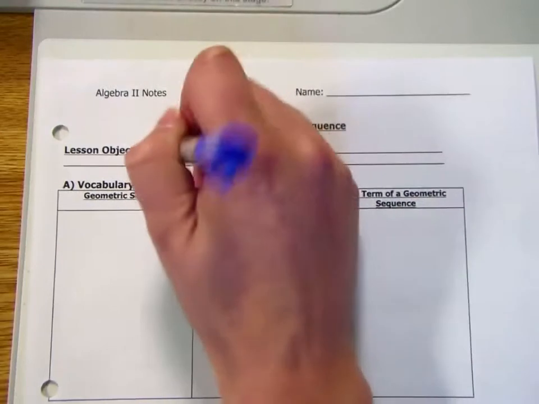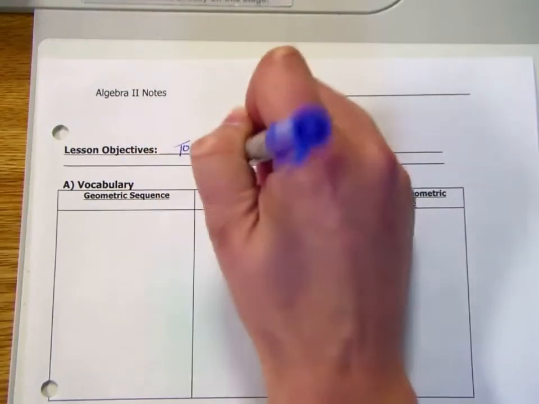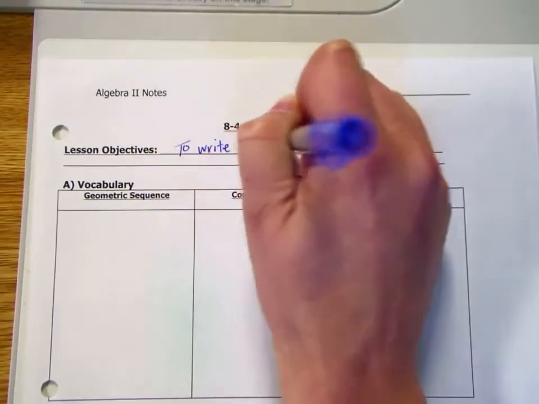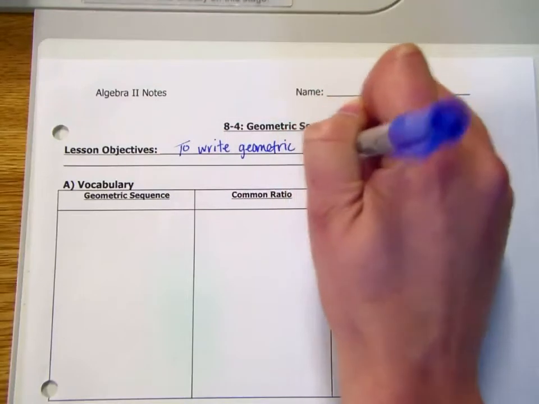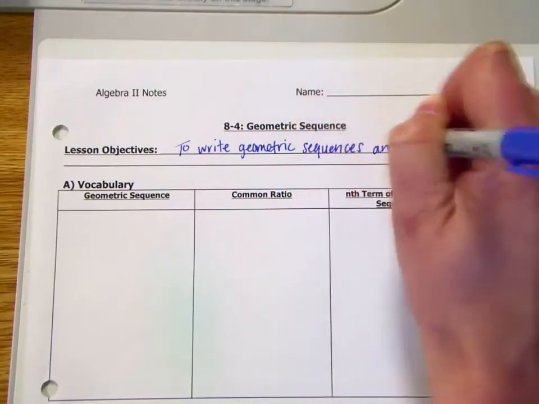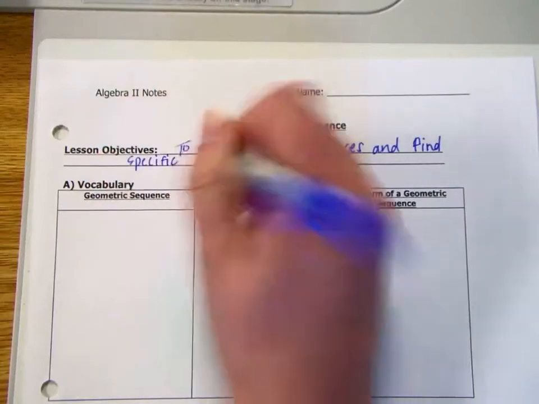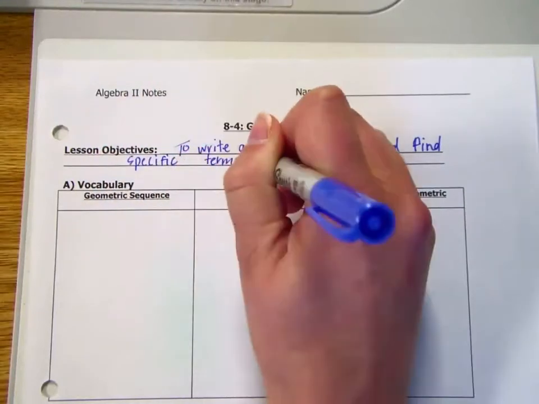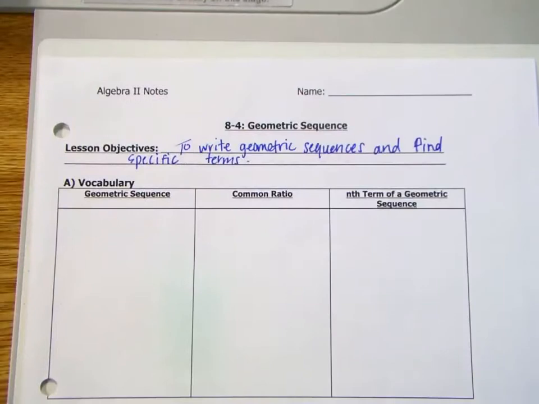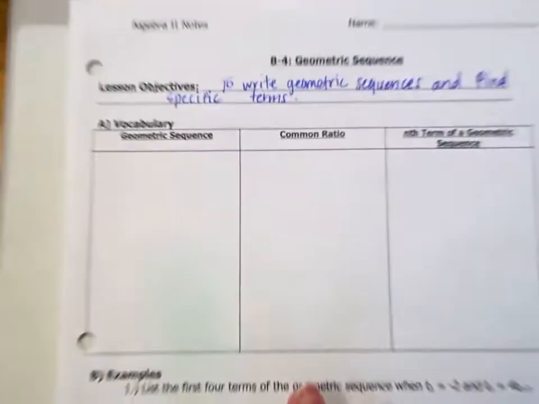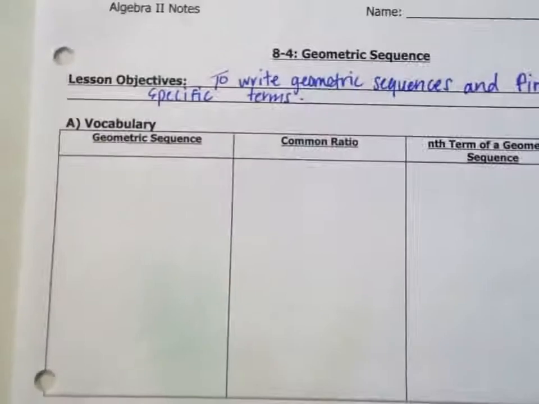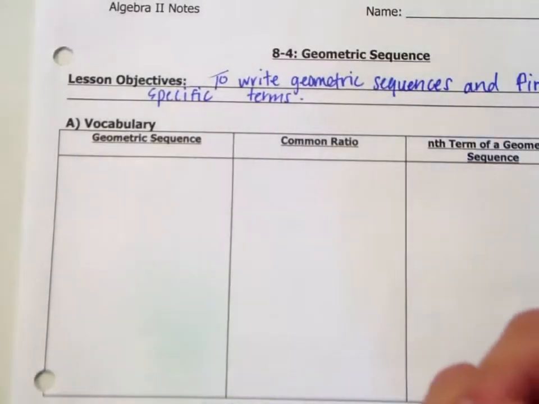Our goal will be to write geometric sequences and also find specific terms of geometric sequences. Well, before we do that, we probably ought to discuss what a geometric sequence is. Again, recall an arithmetic sequence is where we're adding or subtracting the same number to get the next one.